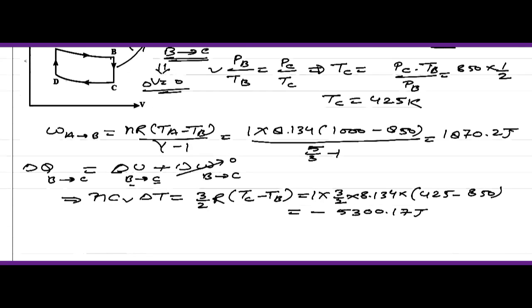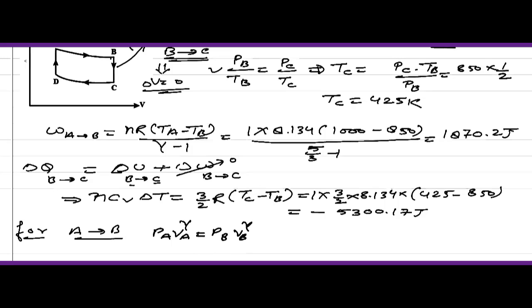Okay. After this, for the A to B process, let me change the ink. So if we talk about the A to B process, the equation of state is PA VA raised to power gamma is equal to PB VB raised to power gamma. So we can write this equation such as (VA upon VB) whole power gamma is equal to PB divided by PA.